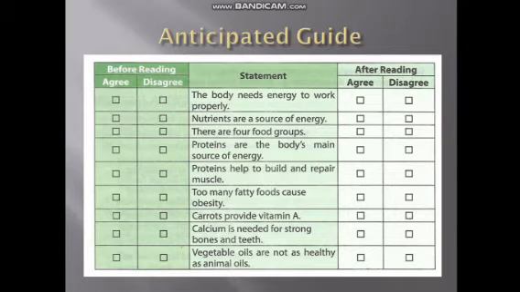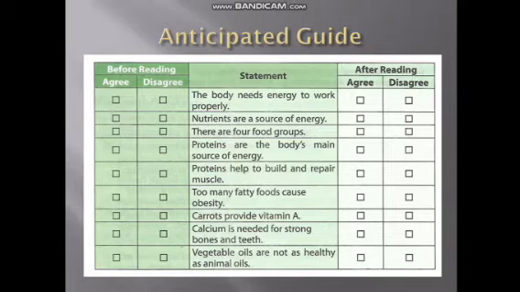All right, so first statement: the body needs energy to work properly. The body needs energy to work properly. I would agree with this statement because my prior knowledge let me know that we need energy to do work. So energy is the ability to do work. So my prior knowledge let me know that. So I would tick agree because based on my prior knowledge we need energy to do work.